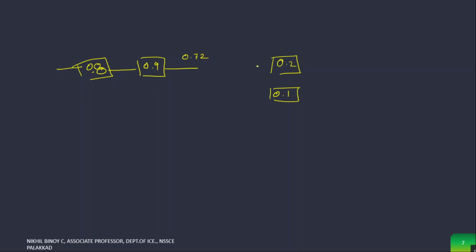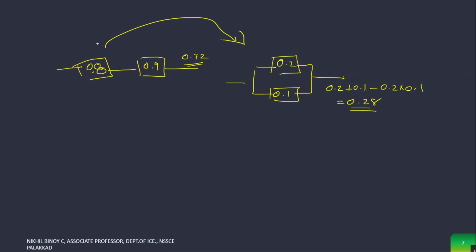Okay, so now what I am doing, I am constructing a parallel block using these two failures. Now if you are finding the net failure, because these two are failures, we have 0.2 plus 0.1 minus 0.2 into 0.1. So this is equal to 0.28. Okay, so this is the probability of survival of the system. This one is the probability of failure of the system. Now compare these two diagrams. This is a series configuration and this is a parallel configuration.